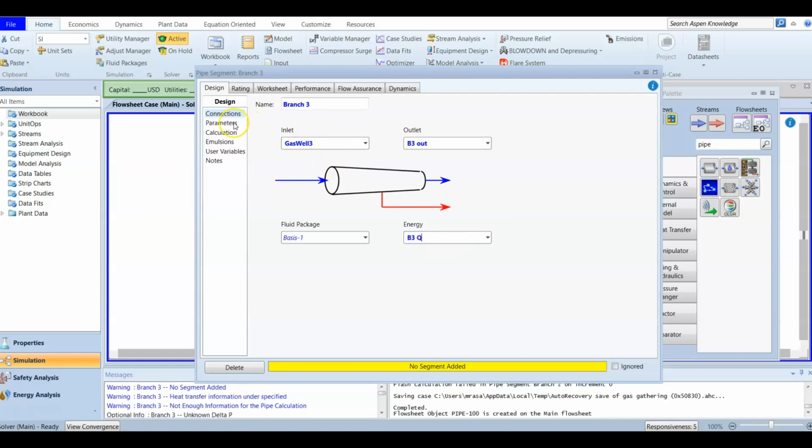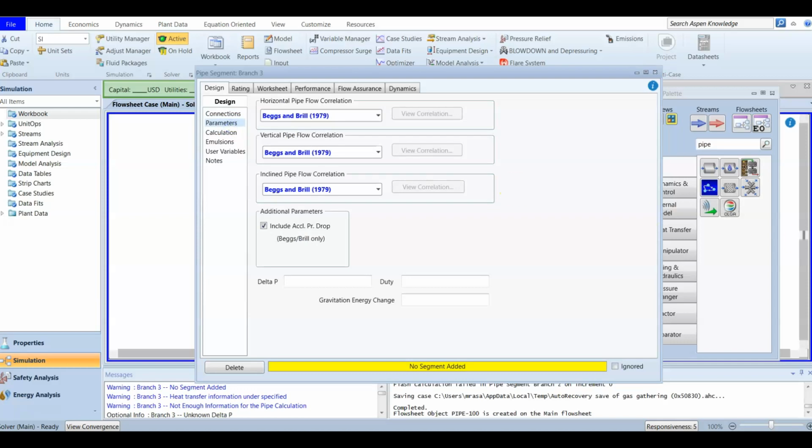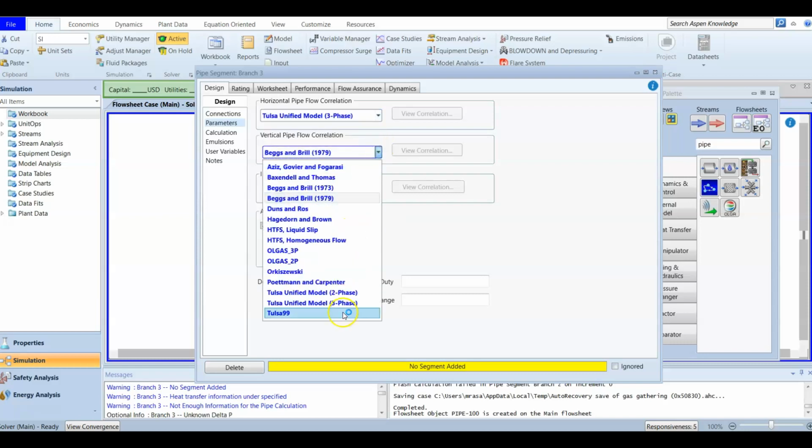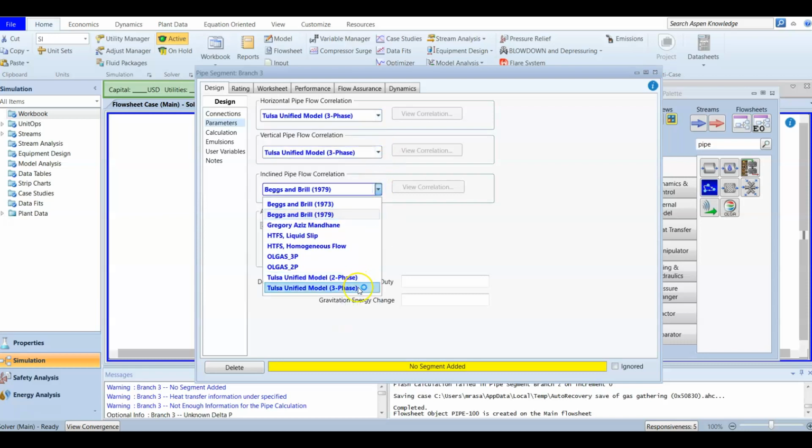Okay, so after that we go to our parameter, and this time we are going to change the correlation to Tulsa unified model, but in this case there are 3 phases. Okay, be careful with the number of phases because this is really important. The addition of one new phase will affect the number of increments that we are going to use later. Okay, so we have added this information.